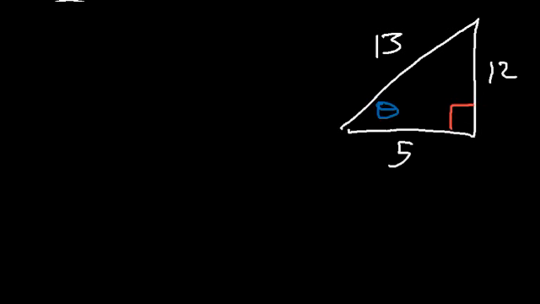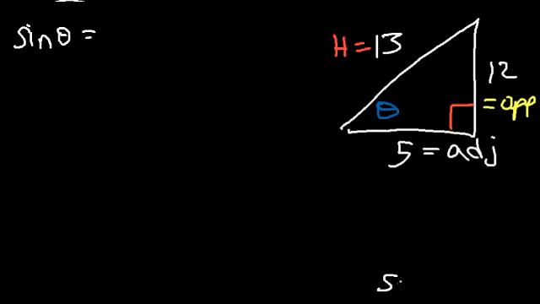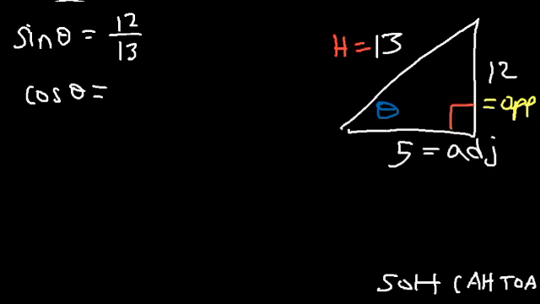Now let's find the 6 trigonometric functions. Let's label what each side is relative to the angle theta. 12 is the opposite side, 5 is adjacent to the angle, and the hypotenuse is 13. So sine theta, according to sohcahtoa, is the ratio of the opposite side and the hypotenuse, so that's 12 divided by 13. Cosine theta is adjacent over hypotenuse, so that's 5 divided by 13. Tangent theta is opposite over adjacent, so that's 12 divided by 5.